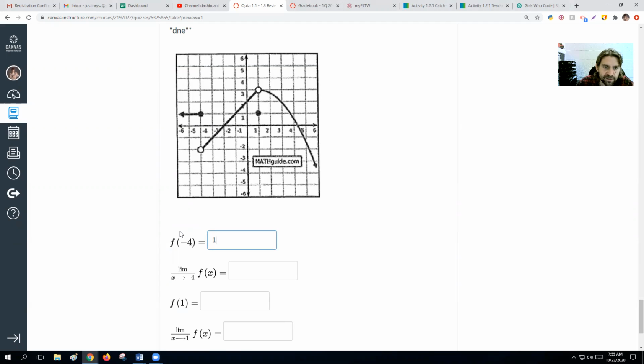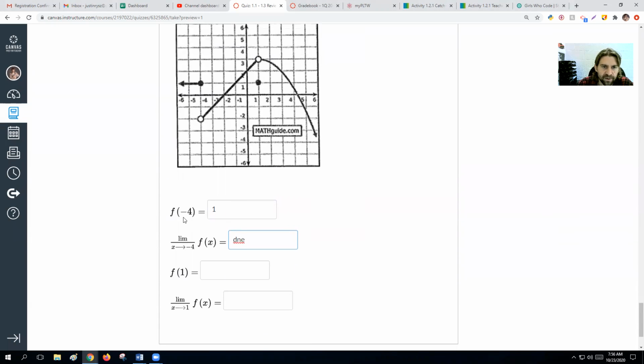Next, what's the limit as we go towards -4? So the limit is asking where's the graph approaching? Well, from the left side, it's approaching 1. From the right side, it's approaching -2. Those are not the same numbers. It's not going to the same spot. So we're going to say does not exist, D and E.